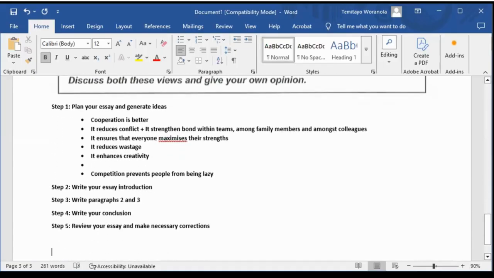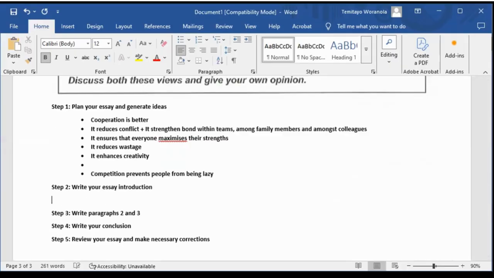Now, I have my ideas ready. The next thing is to write my introduction, ladies and gentlemen. So what will I put in my introduction? When you're writing your introduction, it must have 3 major qualities. There are 3 qualities of a good introduction. Number 1, your introduction must contain 2 or 3 sentences. That's number 1 point.